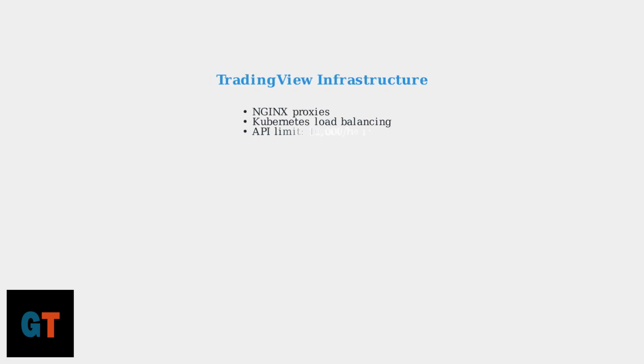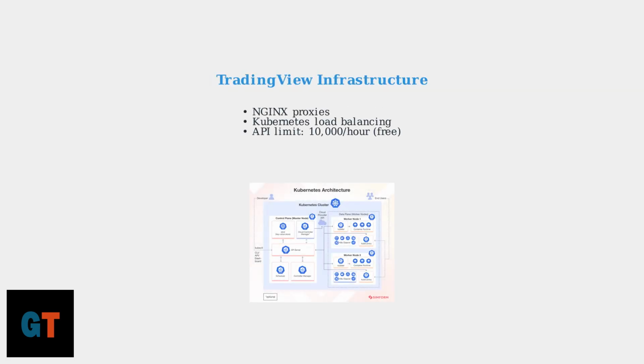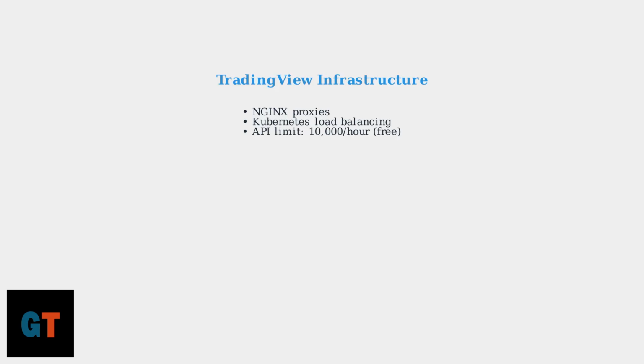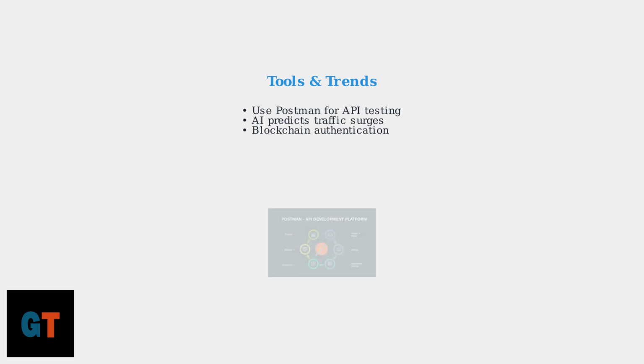TradingView uses Nginx proxies and Kubernetes for load balancing to handle high traffic. Avoid exceeding API limits of 10,000 requests per hour for free accounts. Use tools like Postman for API testing to avoid errors. Trends show AI-driven prevention for traffic surges and blockchain authentication.